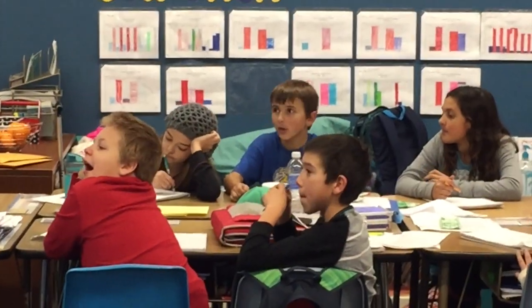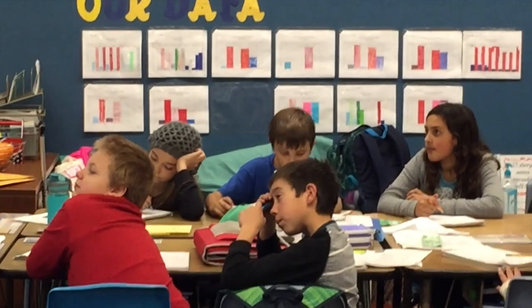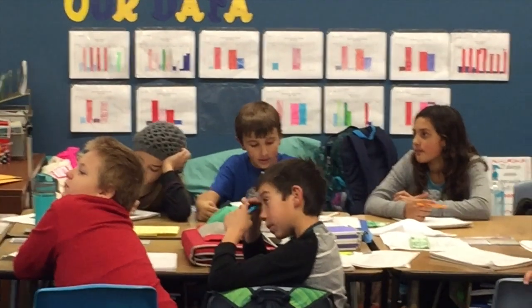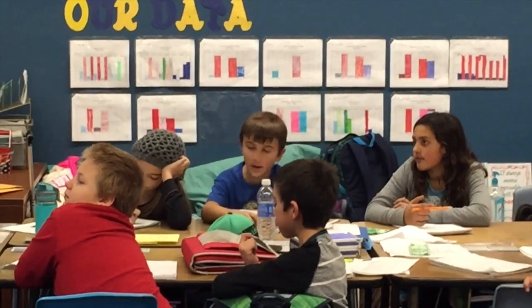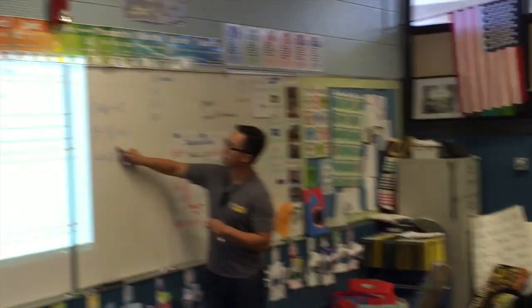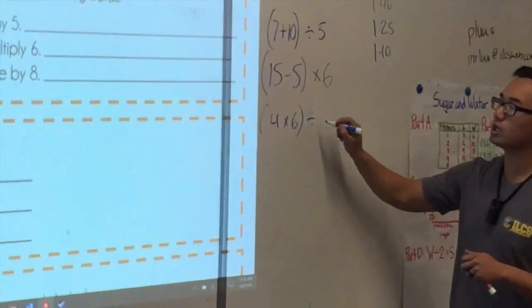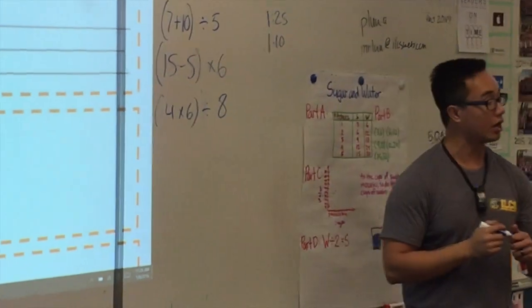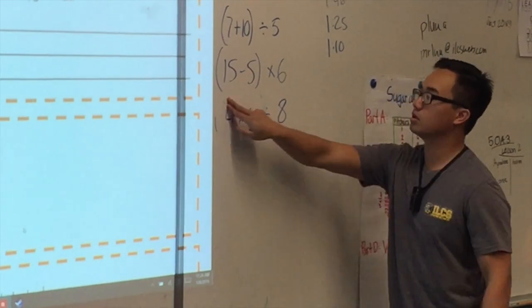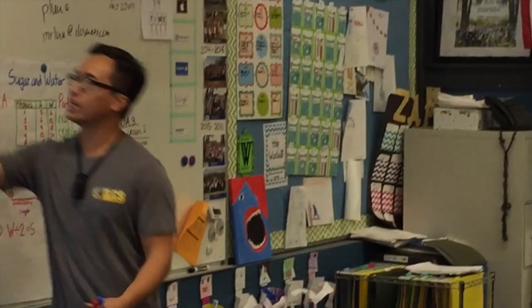Number 2. Parentheses 4 times 6. Right. And then parentheses end. And then I put a division sign and then 5, okay, division. And divided by 8. Yep. Now, higher level question. Can I do this? Yes. Wait, you guys tell me I can do it now, but before I couldn't? Why can I do it now?